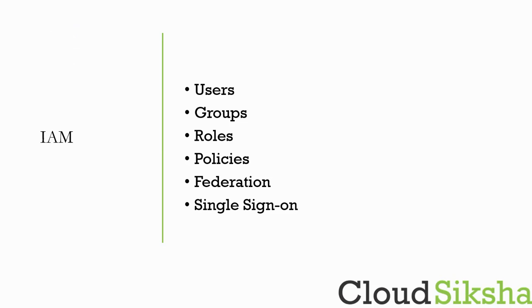Let's start by looking at IAM in terms of its subdivisions. We have users, we have groups, we have roles, policies, federation, single sign-on, and so on. All these form part of IAM, and questions appear from all these subdivisions. So let's look at each one of them individually, starting with the users.